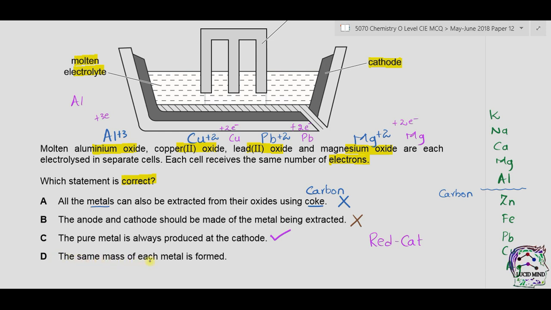Part D, the same mass of each metal is formed. Now the mass depends on two things. One is the electricity, which is the number of electrons. As we can see that each cell receives the same number of electrons, so it does not affect the mass. The second thing is the atomic mass of the element. As the atomic mass of each element is different, aluminum is different than copper, it is different than lead and magnesium. So therefore, the same mass is not formed, different masses are formed for each metal. The correct answer is therefore C.